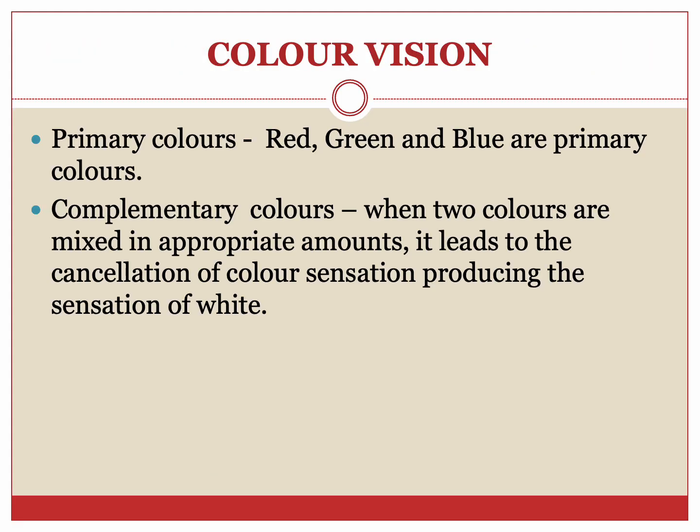Now moving on to color vision. So what is color vision? What is color? We have primary colors and we have complementary colors. For primary colors, we have red, green and blue. And complementary colors are when two colors are mixed in appropriate amounts, it leads to the cancellation of the color sensation, producing the sensation of white. Means when you mix these two colors, you get a formation of another color. So those colors which are formed by mixing of primary colors are known as complementary colors.